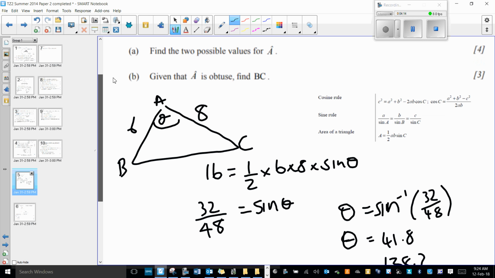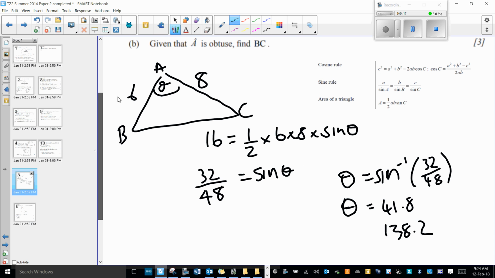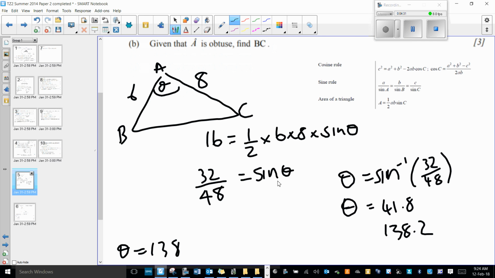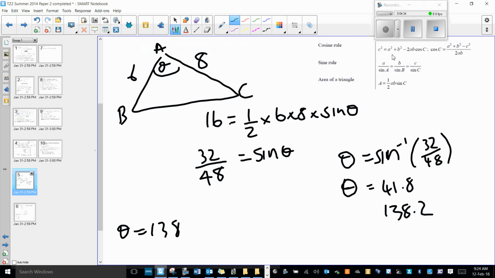Given that A is obtuse, find BC, so we know that it's actually the 138, so theta is 138. Find BC, so we know 6, 8 and 138, so we're going to use the cosine rule here. So we know that BC squared equals 6 squared plus 8 squared minus 2 times 6 times 8 cos of 138.